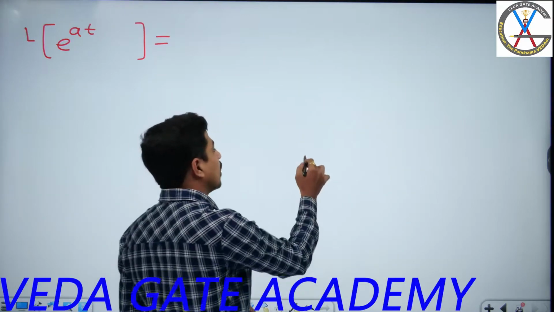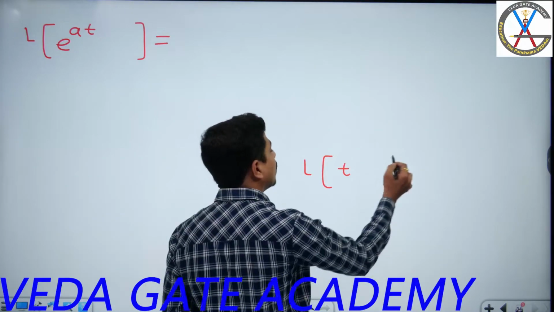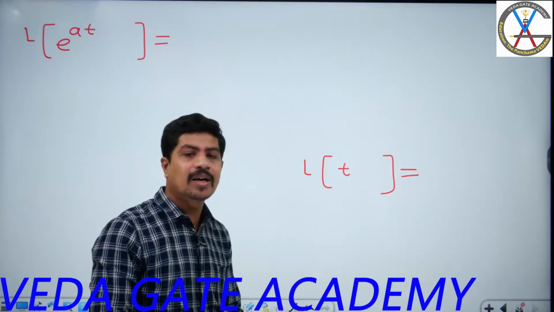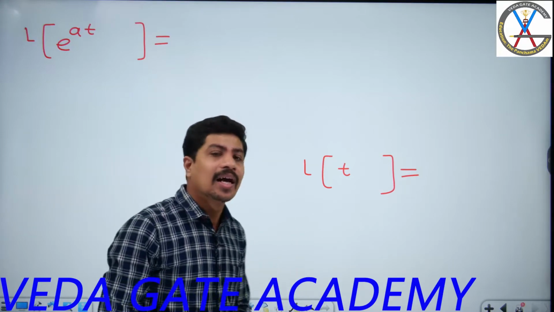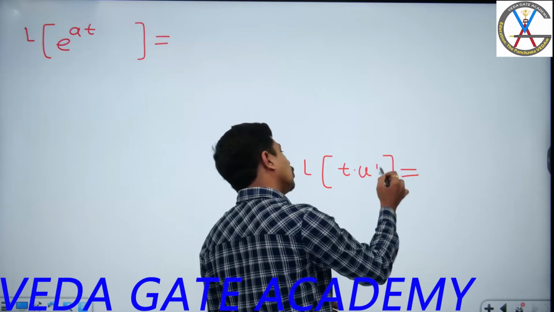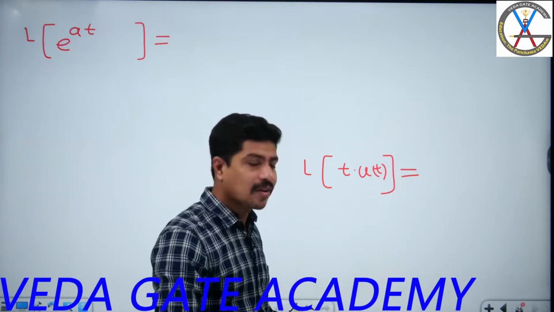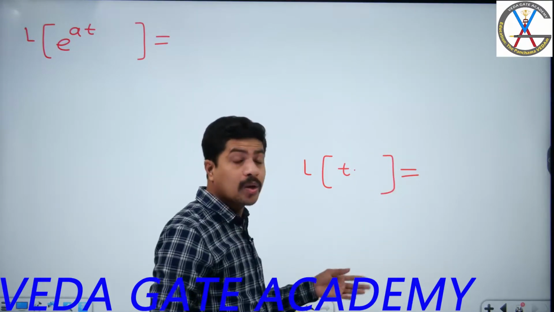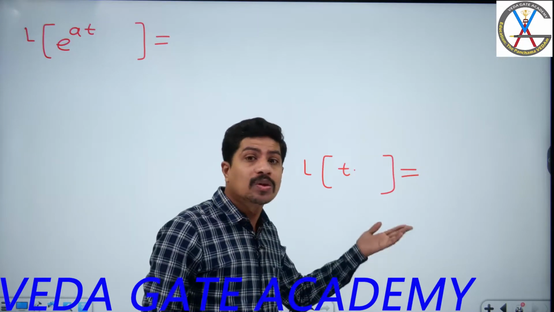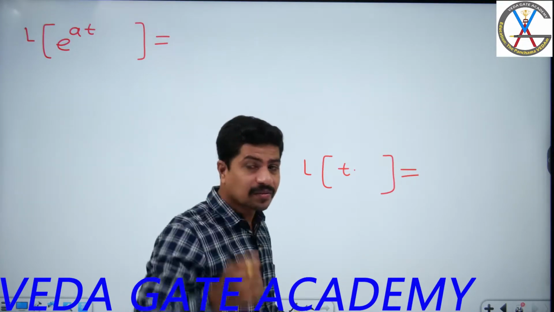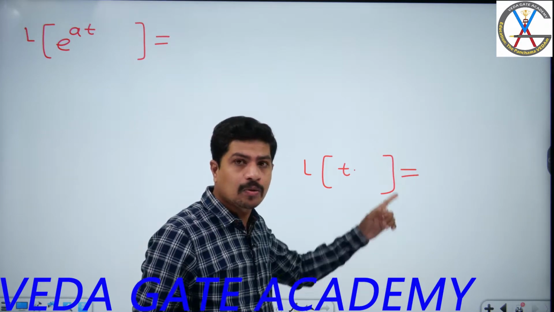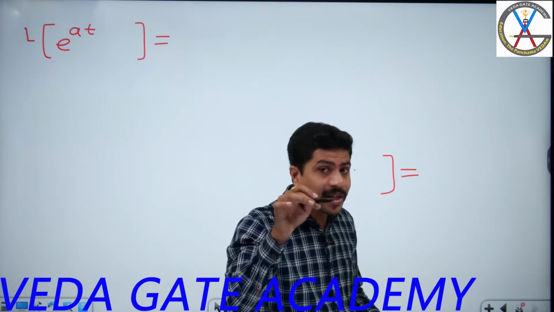If I ask you what is the Laplace transform of t, some of you may answer 1 by s square. Absolutely wrong. Why? Laplace transform of t into u of t is 1 by s square. If this u of t is not there, you have to take the bilateral Laplace transform, whose limits are from minus infinity to plus infinity. Yes or not? Yes. The limits are from where to where? Minus infinity to plus infinity.